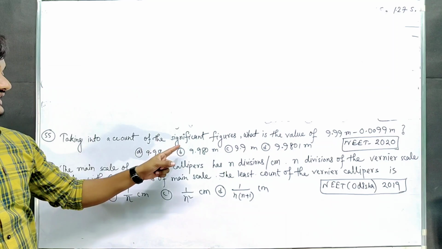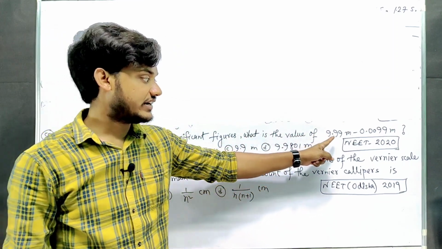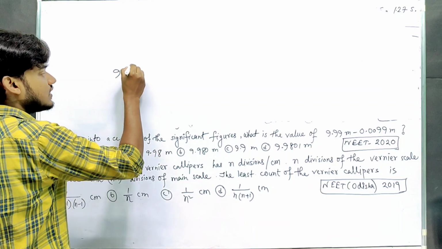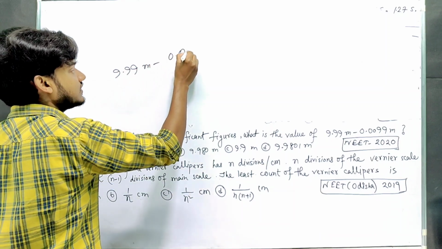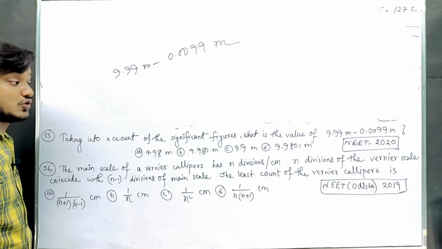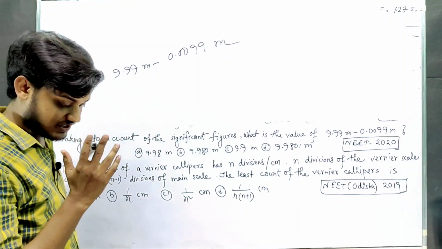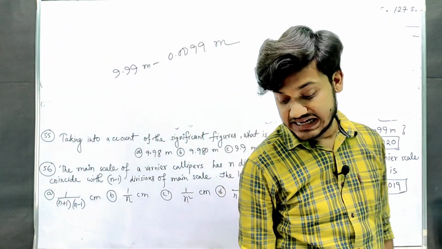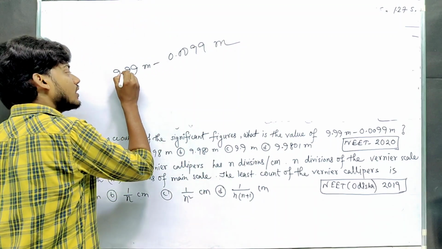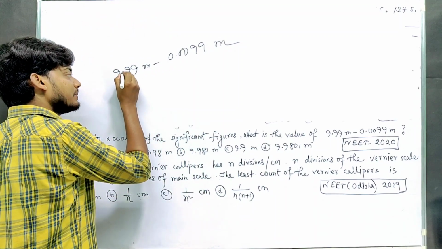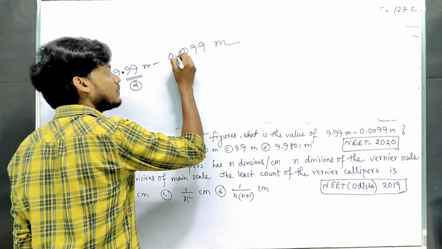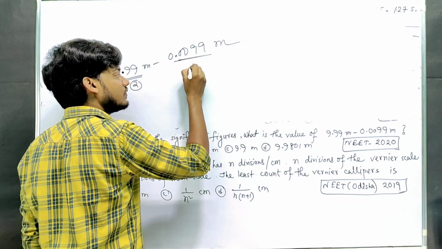Taking into account the significant figures, what is the value of 9.99 meter minus 0.099 meter? We don't need any kind of calculation. Just remember the rules. Try to recall what the rule for addition or subtraction was. Where do we have to look? How many digits after the point? Here 2 digits, and here 1, 2, 3 digits after the point.